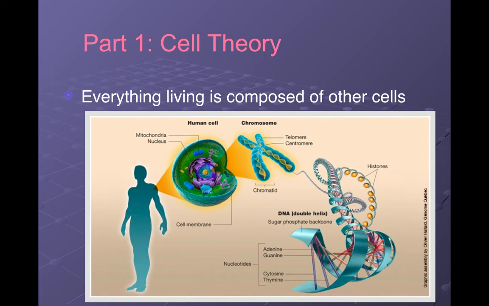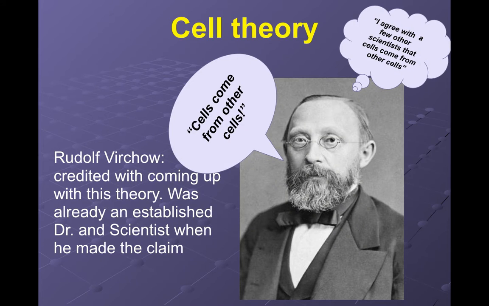Part 1 of the cell theory: everything living is composed of cells. Then, going on to the cell theory, we have Rudolf Virchow. He's credited with coming up with this theory. He was already an established doctor and scientist when he made the claim. He actually isn't the first person to have thought this. He said, I agree with a few other scientists that cells come from other cells. But he's the one who's credited with making the claim, even though he might not have been the first person to think that thought.